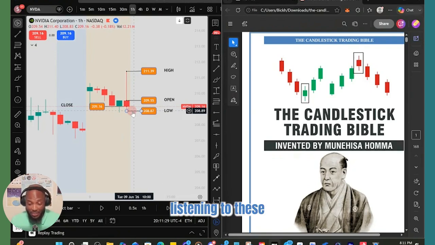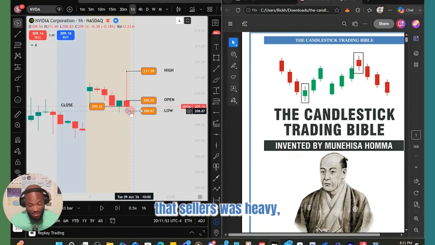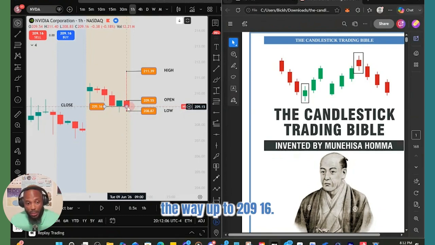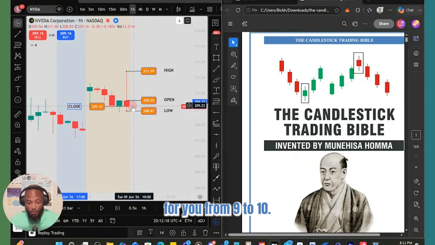That's like you listening to songs. That's like you looking at art, trying to find the rhyme or the reasoning. That's what these candles should do for you. So that push down from 211.39 all the way down to 208.87 showed you that sellers were heavy. They said, we don't want NVIDIA all the way past 211. And then buyers bought it at 208.87 and pushed it up to 209.16, the close. NVIDIA closed at 209.16 at 10 o'clock. That's what the price action did for you from 9 to 10.